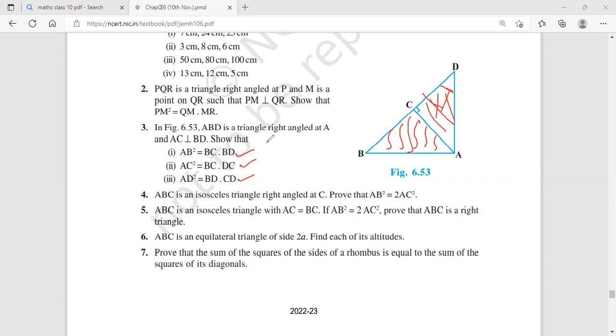For the second one, we have to do exactly the same as the second question. We will easily get the answers. So these three, I'll leave it as a task. Try it out because it is already done. So let's get into the next question. The next question is, ABC is an isosceles triangle, right angled at C. We have to prove that AB square is equal to 2AC square. Okay, let's do that.